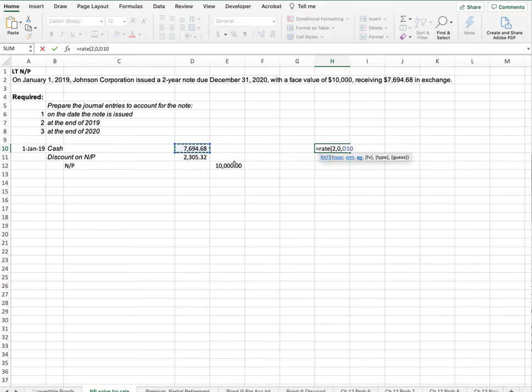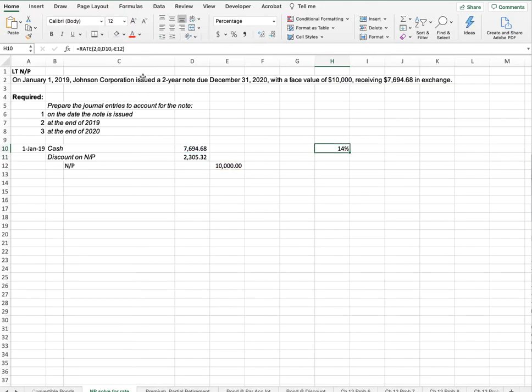which is the $7,694.68, and the future value is the $10,000, but we need to put that as a negative $10,000 because that's the payment that we'll make. Close parentheses, and we'll get 14%.